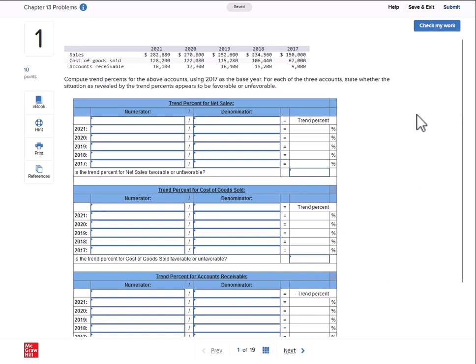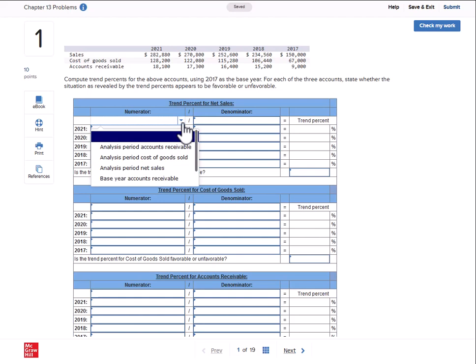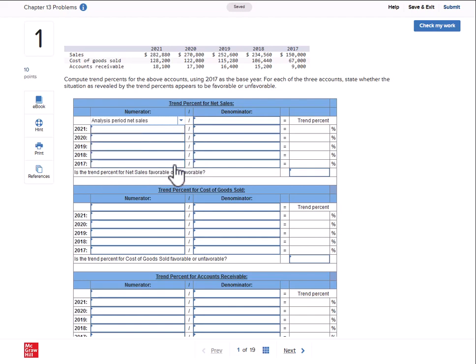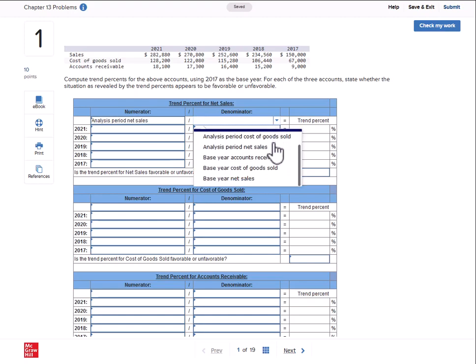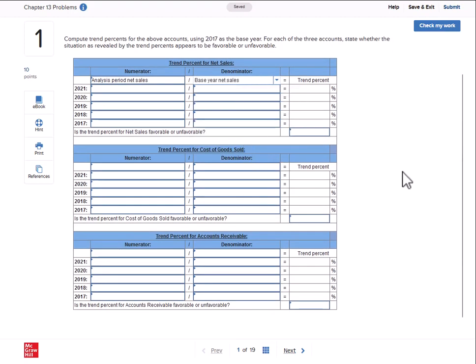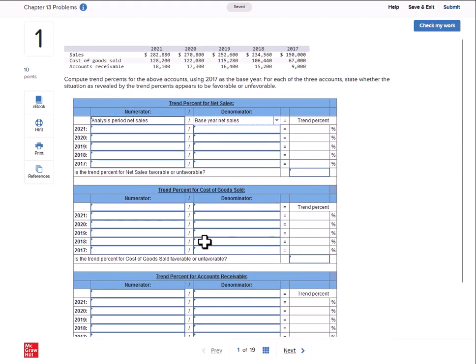Now, when we're computing trend percentages, our base year is always going to represent the 100% mark, so that is something to keep in mind. Now, in this first area, we are simply going to put our formula. So this is going to be our analysis period sales that we want to use right here, and we are going to be dividing that by our base year net sales. Let's go ahead and put the formulas in for all of these, and it's going to be basically the same for all of these.